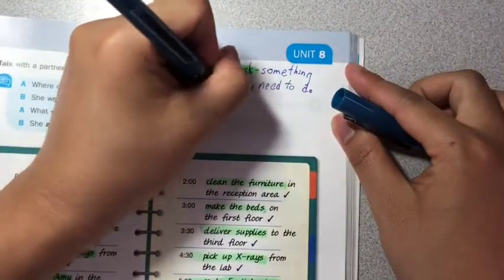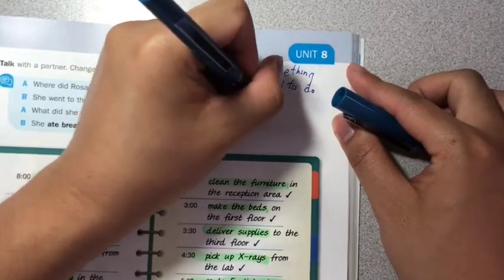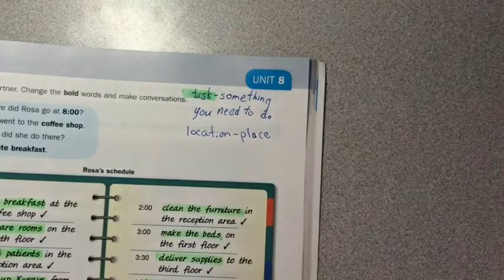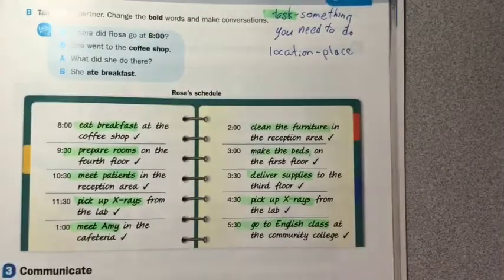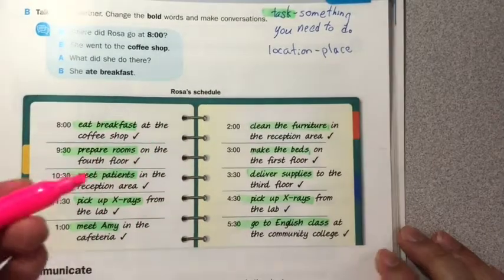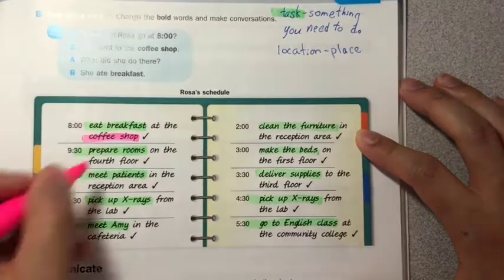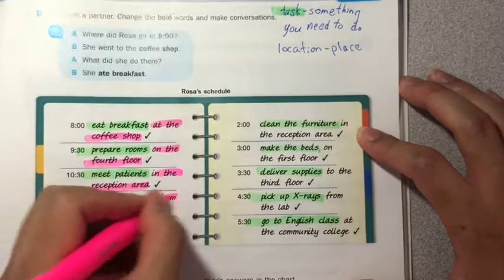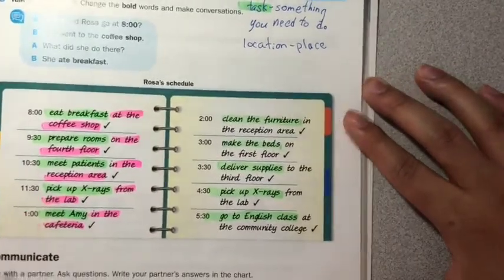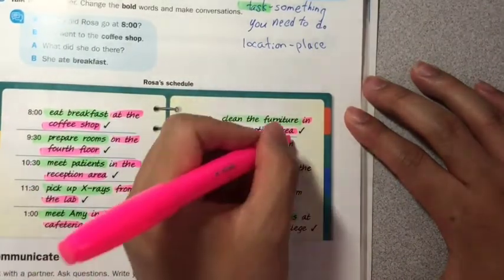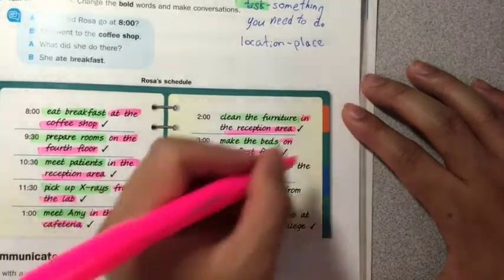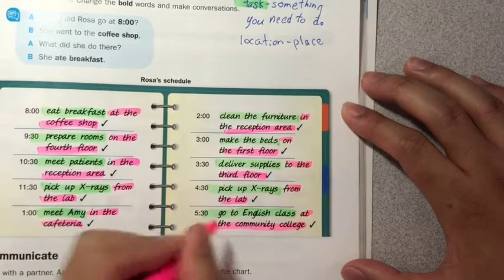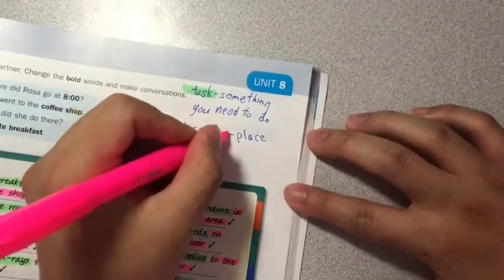Up next, we have locations. Location is a place. On her schedule, there are locations. I'm going to mark them with the pink marker. At the coffee shop, on the 4th floor, in the reception area, from the lab, in the cafeteria, in the reception area, on the 1st floor, to the 3rd floor, from the lab, at the community college. The location is in pink.